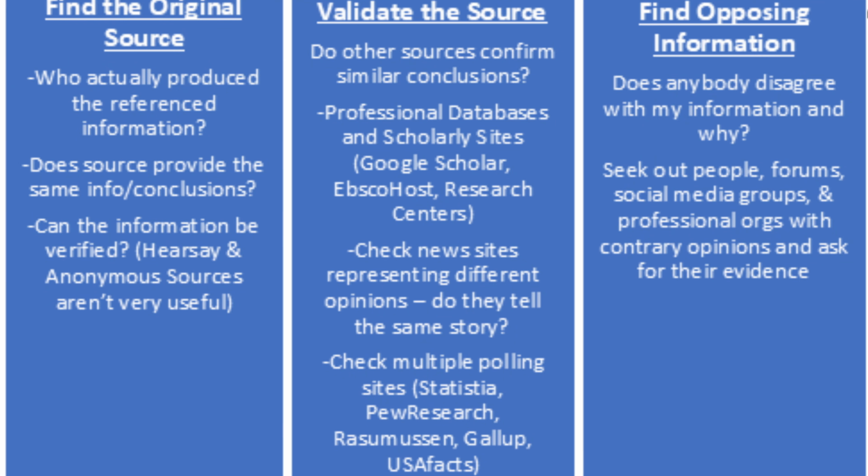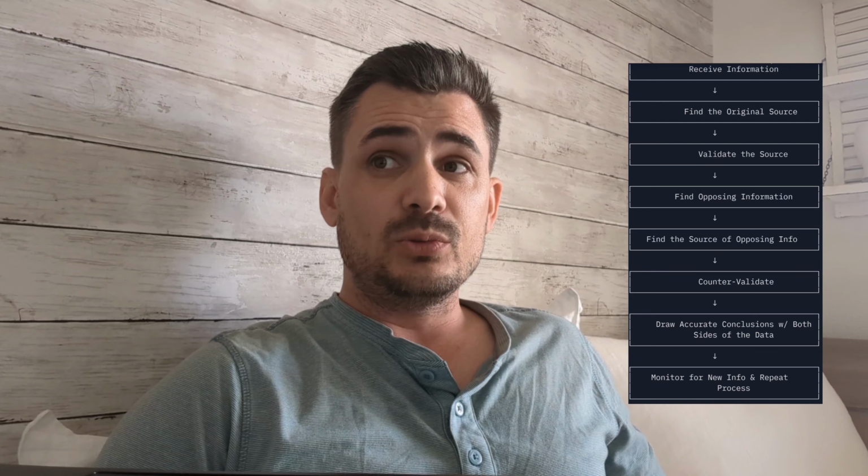Moving on to step 3. Now that we've found the original source of a controversial claim, we need to see if there are other data sets or evidence we can use to verify the accuracy of that claim. Some of the ways you can do this include going to professional databases and scholarly sites such as Google Scholar, EBSCOhost, and other reputable institutions of research. You can often find polling data on political topics through sites like Statista, Pew Research, Gallup, Rasmussen, or USA Facts.